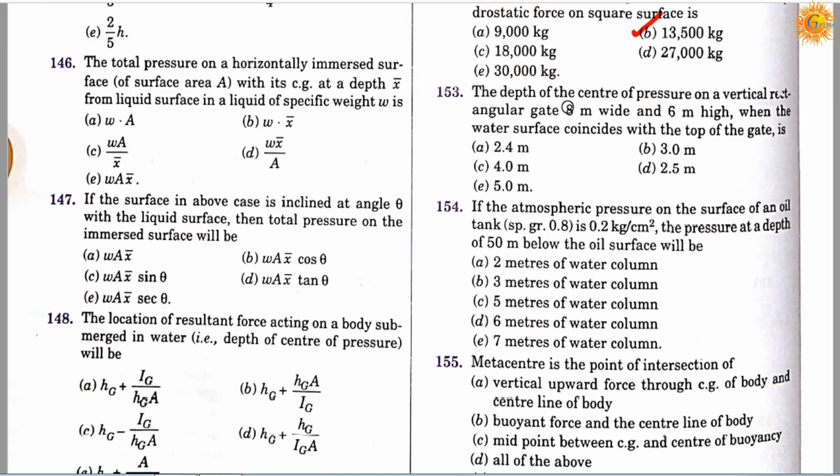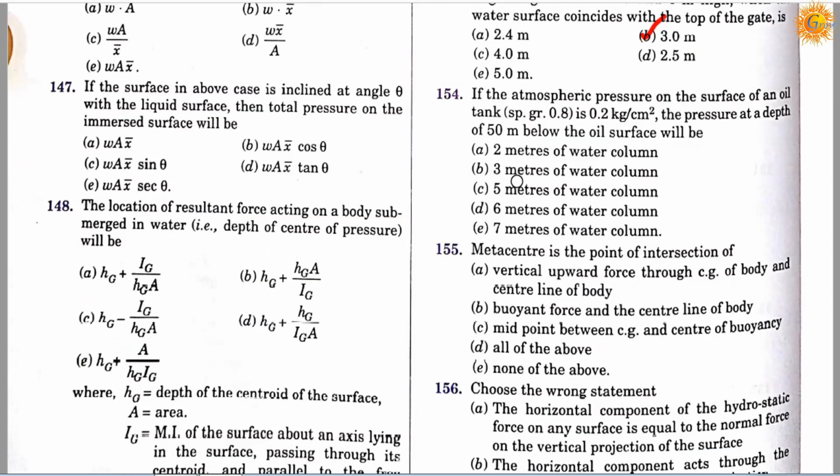Question number 153. The depth of the center of pressure on a vertical rectangular gate 8 meter wide and 6 meter high, when the water surface coincides with the top of the gate, is: option A is 2.4 meter, option B is 3 meter, option C is 4 meter, option D is 2.5 meter, option E is 5 meter. So the correct answer is B, it will be 3 meter.